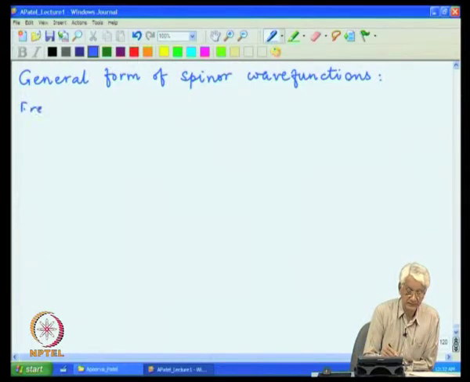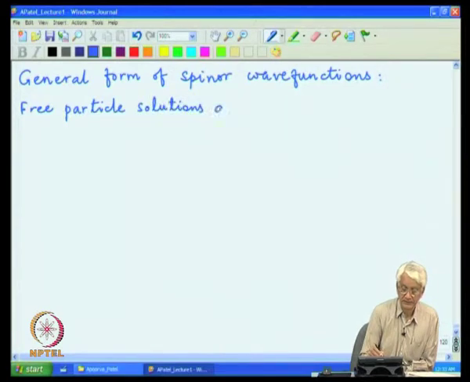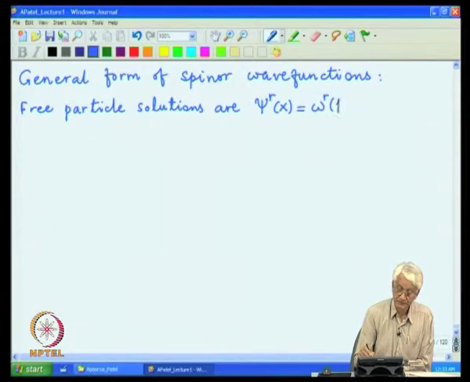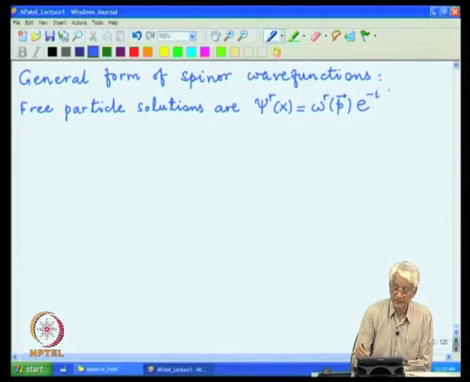Free particle solutions will be denoted as psi with a superscript r, and r will take 4 values corresponding to the 4 spinor components, and these will be organized in terms of the spinor description and an overall phase which describes the plane wave structure. It is p mu x mu by h cross.